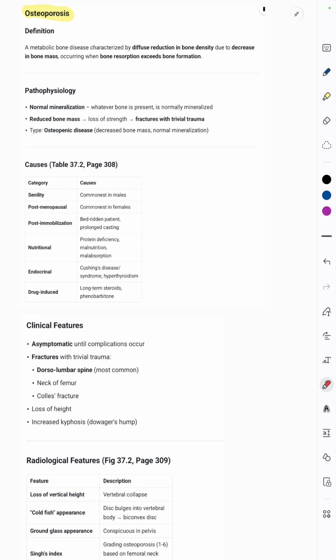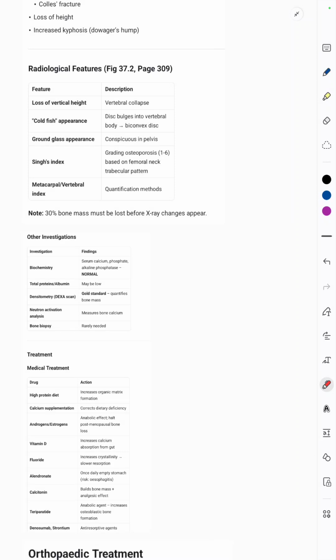Then the clinical features: it is asymptomatic until complications occur. The fractures are seen with trivial trauma. The most common is the dorsolumbar spine in adults, Colles fracture in the elderly, and neck of femur fracture is also seen. And the next is the radiological features.